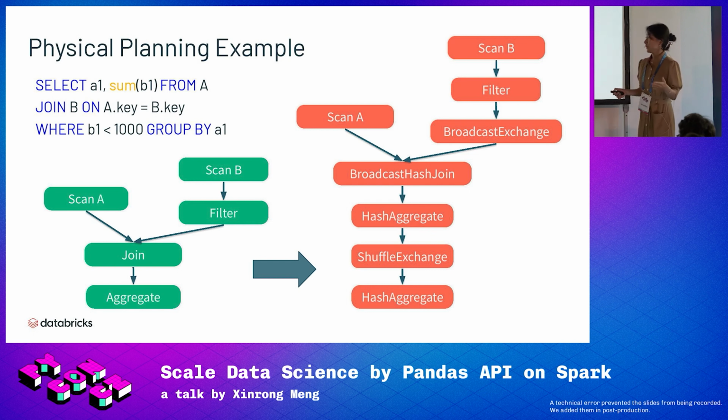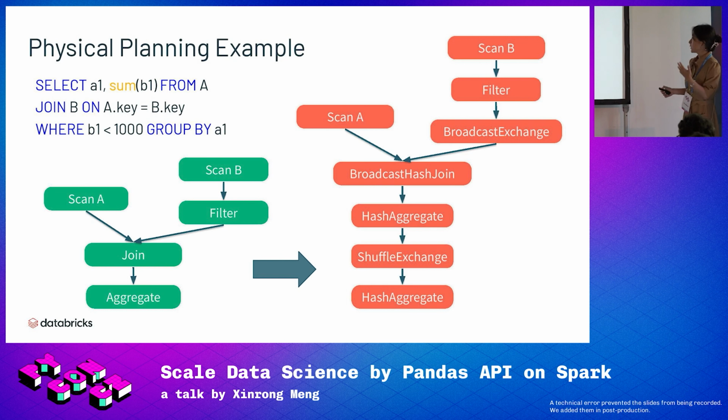So the left-hand side in green is the optimized logical plan, which is optimized by the rules we just mentioned. And the planner transitions this logical plan to the physical plan on the right-hand side.